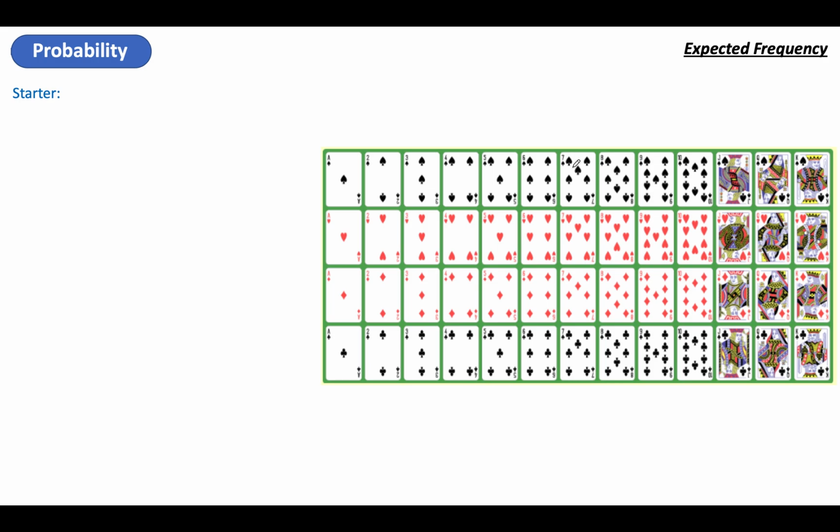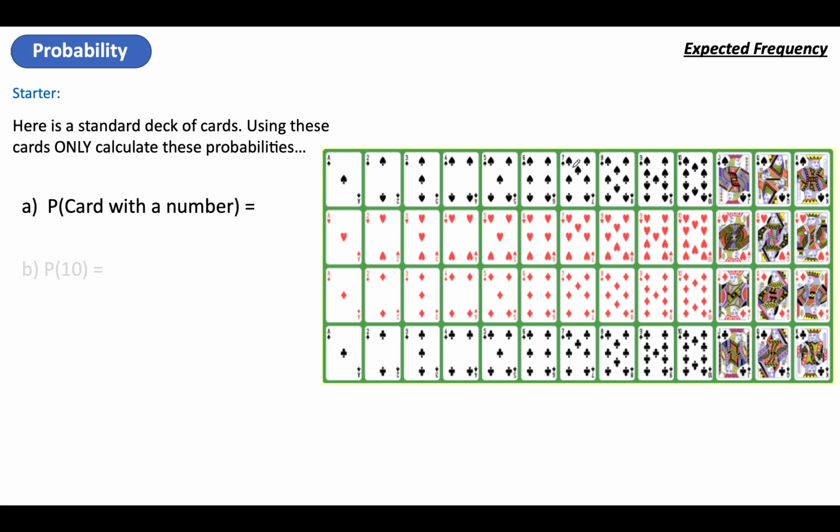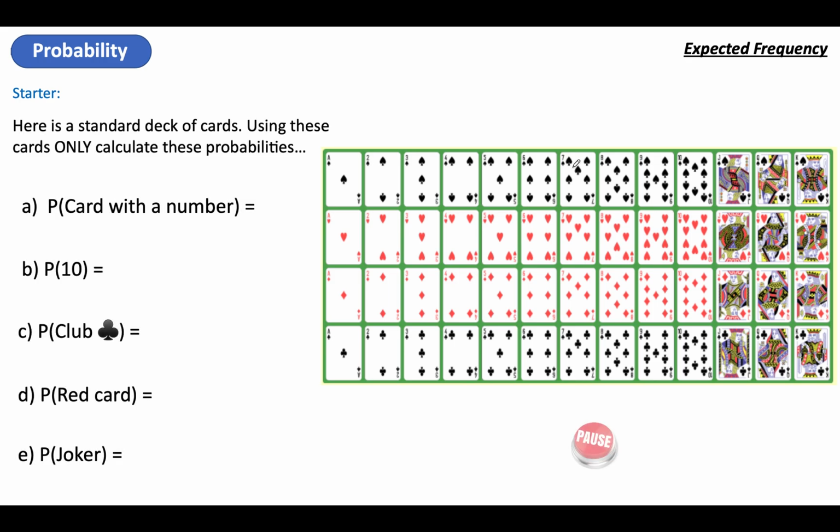Hiya! So we're going to do some more probability, this time something called expected frequency. But before that, let's just check that we're happy with calculating normal probability. So here's a standard deck of cards.